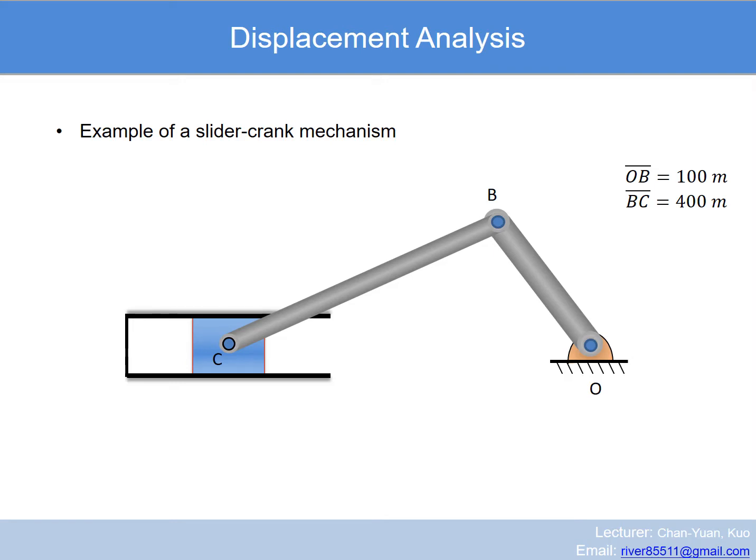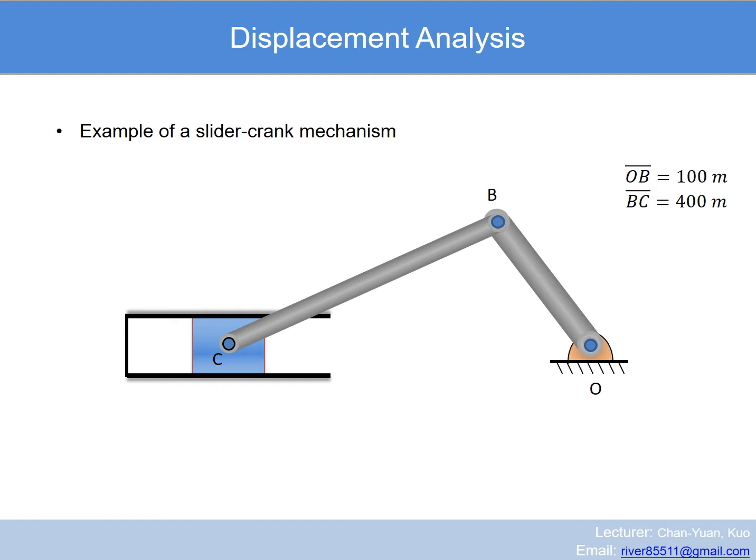In the last two lectures, we have learned how to derive the constraint equations for both revolute and translational joints. In this lecture, we will show you how to derive the constraint equations and how to analyze the displacement of a slider crank mechanism. First, let's take a look at the slider crank mechanism.